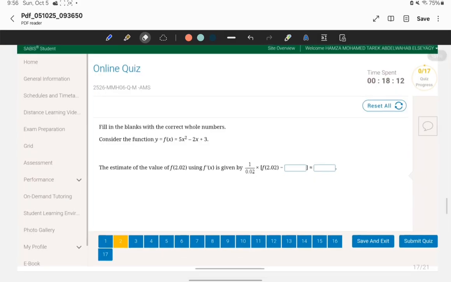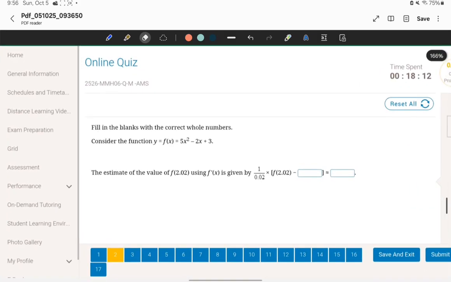Okay, number 2. Consider the function y equals f(x). The estimate of the value of f(2.02) is given by 1 over 0.02. Okay, so they want an equation.